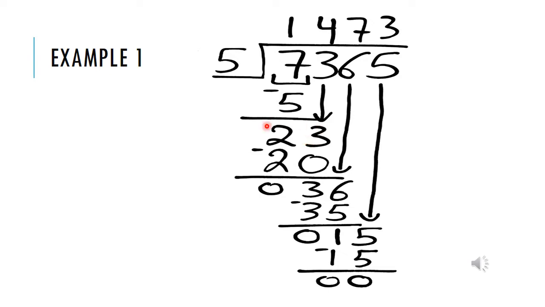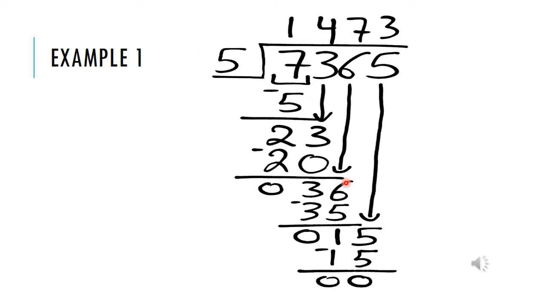Now I have 23. I ask myself, how many 5s do I need to get 23 or almost 23? 5 times 4 is 20, 5 times 5 is 25. I should take the nearest number to 23. So I use the 5 times 4. 5 times 4 is 20. I write the 20 under the 23. Now I have to subtract. 23 minus 20 equals 3. Now I should bring down the next digit in the dividend, which is the 6.